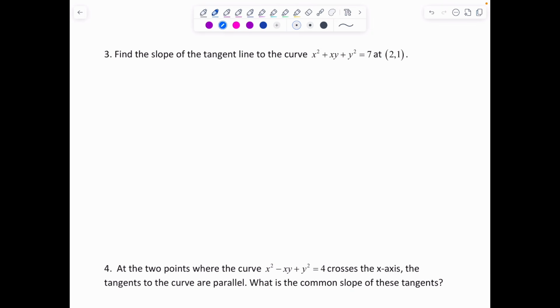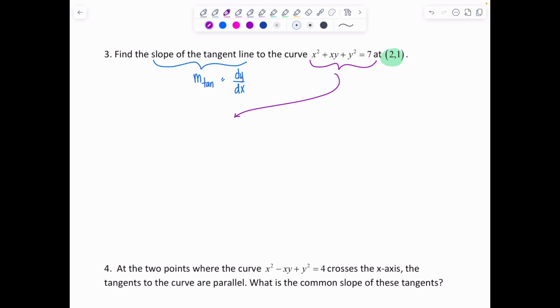The example says, find the slope of the tangent line to the curve x squared plus xy plus y squared equals 7 at (2, 1). So always remember, when they want the slope of the tangent line, m tan is equal to the derivative evaluated at whatever point's given. So basically we have to find dy/dx and then plug in 2 for x, 1 for y. So here we go. Here's our equation that we need to differentiate with respect to x.